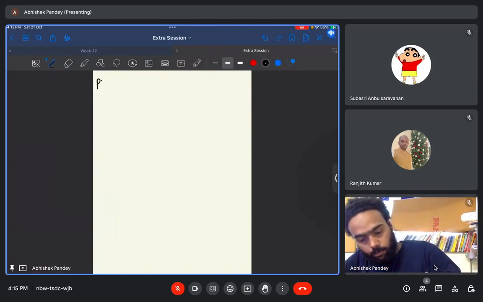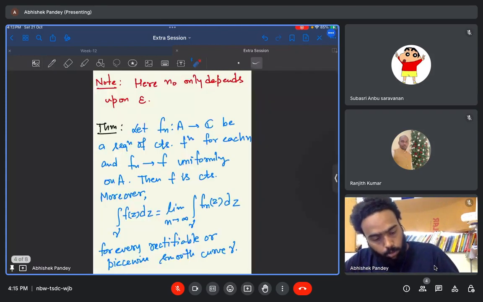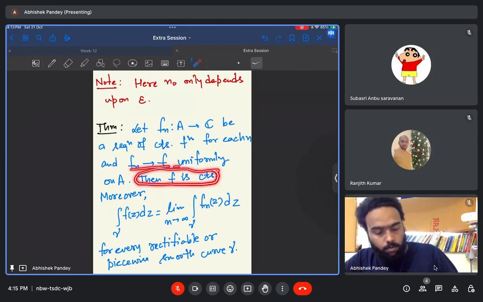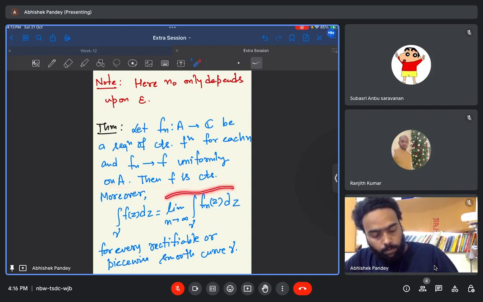So for the proof of this part, just to show that f is continuous once your function fn converges uniformly on A, this is a standard fact. One can find it in any book on this topic. So we will try to prove this one.